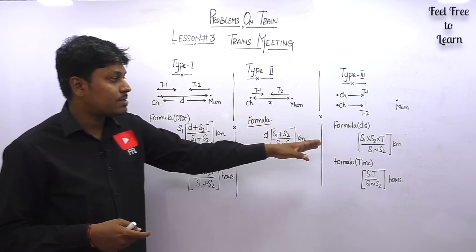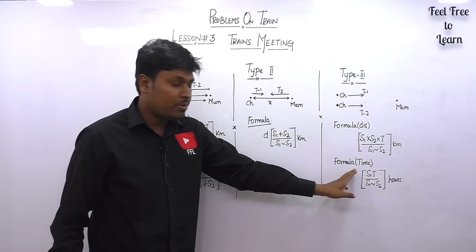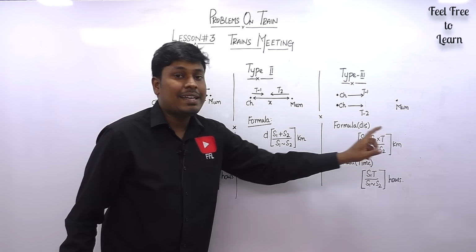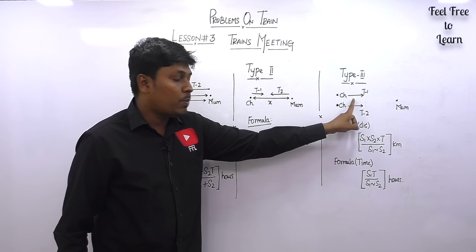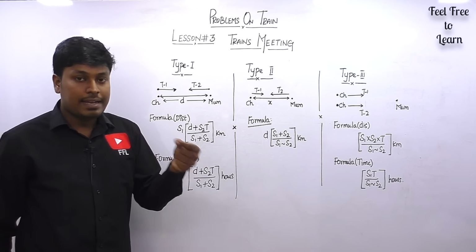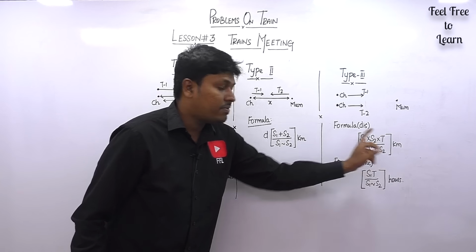So in those cases, for finding the distance you can apply this formula, and for finding the time you can directly apply this formula, right? And remember that the time t denotes the time difference. For example, train 1 starting at morning 8 a.m. and train 2 starting at morning 10 a.m. So the time difference between both the trains will be 2 hours. So the time difference will be 2.